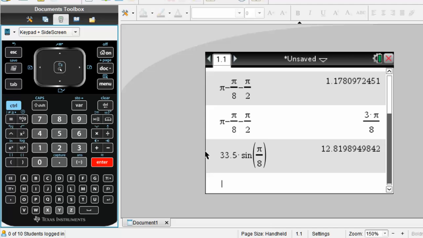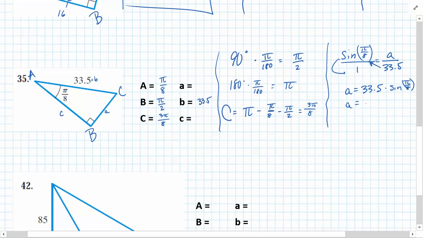Now when we press enter here, the decimal's okay to get, but when we get our answer here, we know that our degree was calculated based on its radian angle measure. So a value of 12.8 would be correct as a solution, 12.8. So this is 12.8 units long.